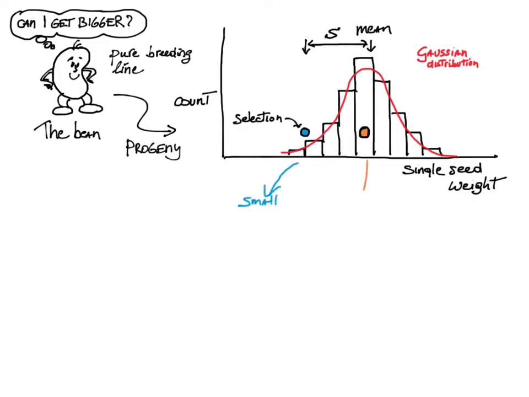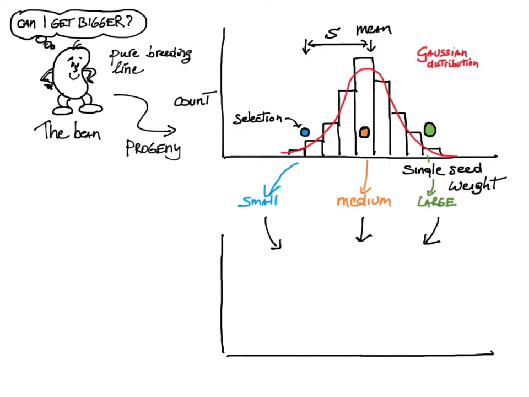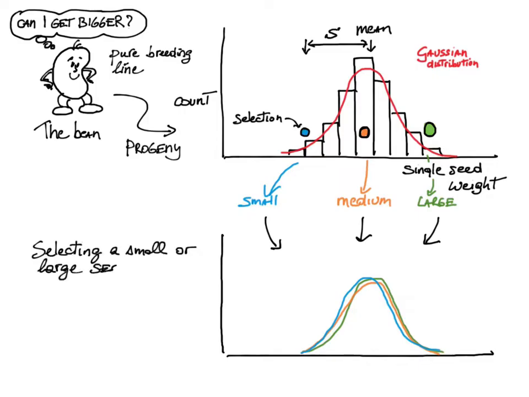Johansen selected seed of different weights, such as small, medium, and large, and asked whether the progeny of these plants produced similar seeds. He found that if he started with a pure line, selecting a small or a large seed had no effect on the size of the next generation. This makes sense because we now understand that the variation displayed within a pure line is not genetic, but due to environmental effects.